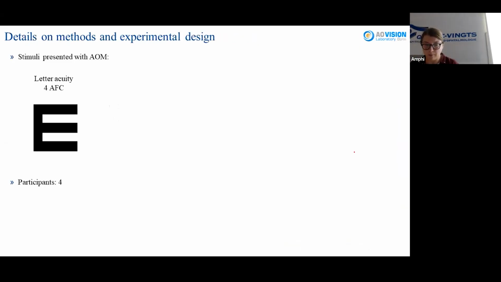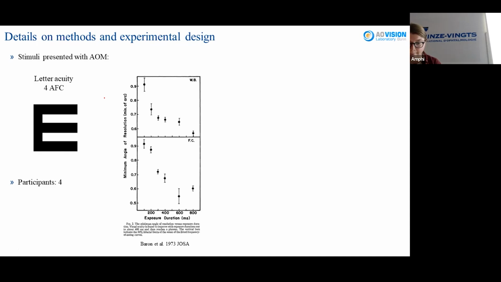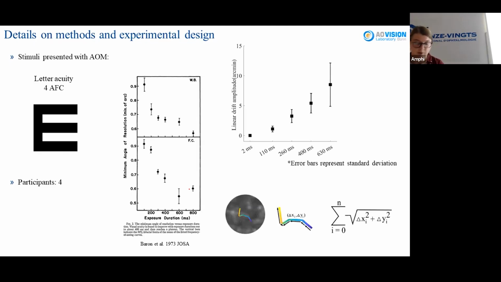To test acuity, we use a simple Snellen E acuity target, and here I present data for 4 participants. It has been shown before, here on the y-axis, that performance gets better in terms of visual acuity with increasing exposure duration on the x-axis. So we thought that it might be due to increasing fixational drift, and we wanted to manipulate exposure duration in order to increase linear drift amplitude.